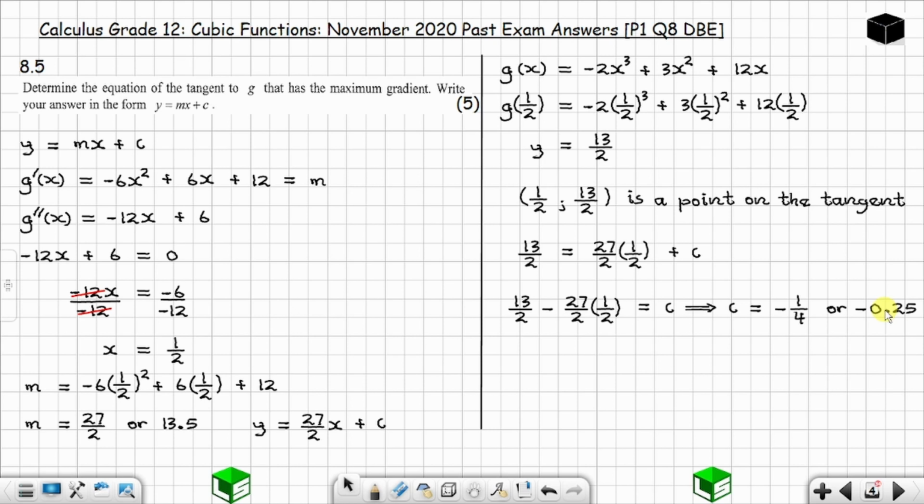And finally, what is the equation of the tangent that has got a maximum gradient? It will be y is equal to 27 over 2 x plus c. What is c? C is negative 1 over 4. You find it, okay? Or you can write it using decimal. So this is 13.5x, and this is negative 0.25. Okay, so you can give your answer like this or like this. And we are done with question 8 from November 2020.